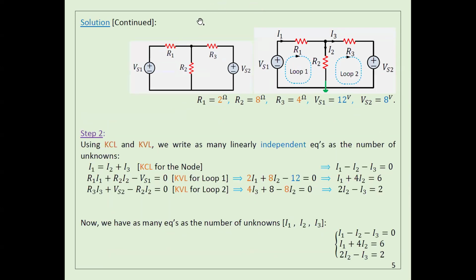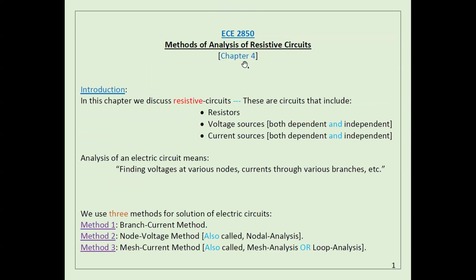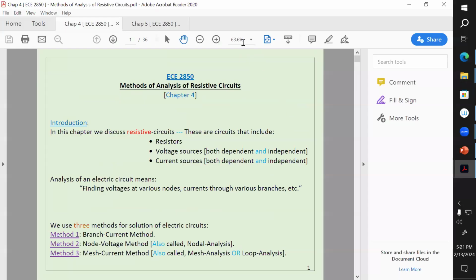And one more thing: test one will be after I finish chapter five, because chapters 1 to 5 are somehow related to each other. So I'm going to make one test for chapters 1 to 5. The second test will cover chapters 6 and 7 because they are related to each other. Anyway, so let's start chapter 5.